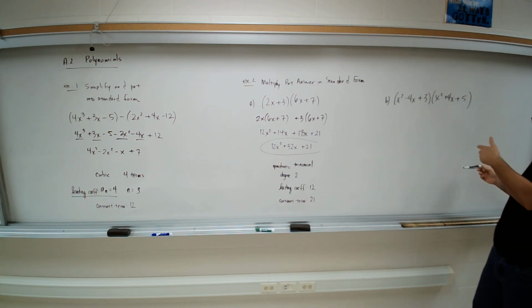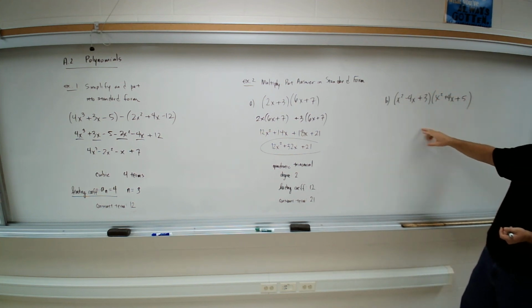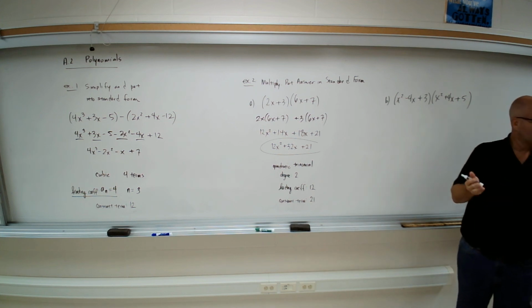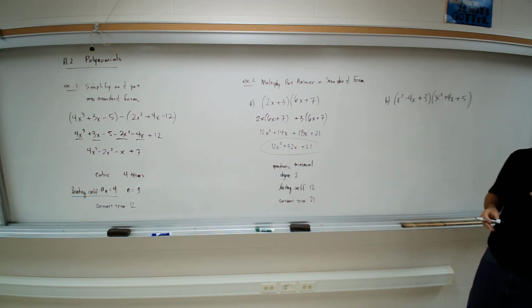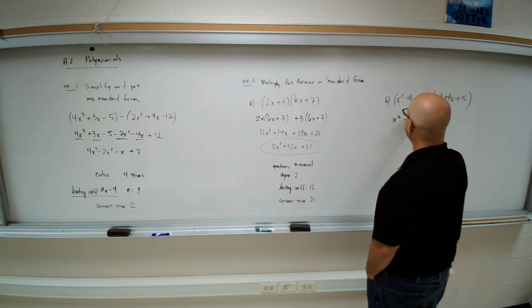But if you just write it out, you could do x squared times this plus negative 4x times this. You could work through it however you like. The textbook recommended this vertical method. I thought I would try it.